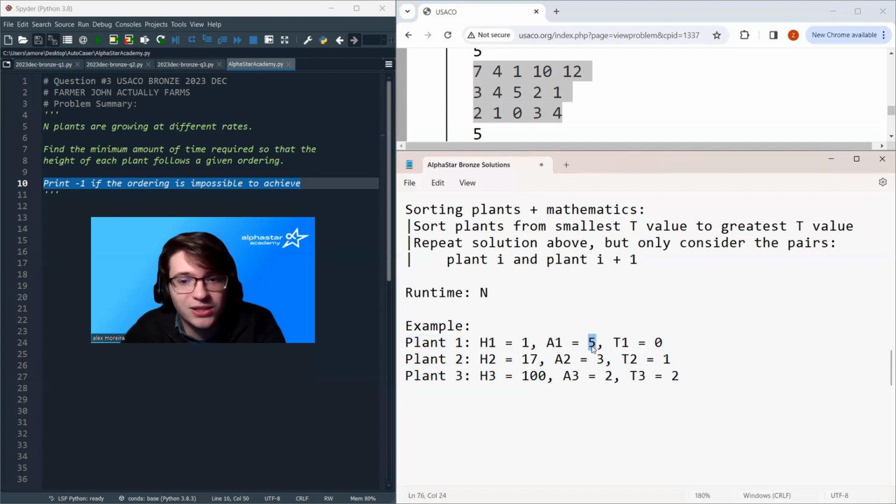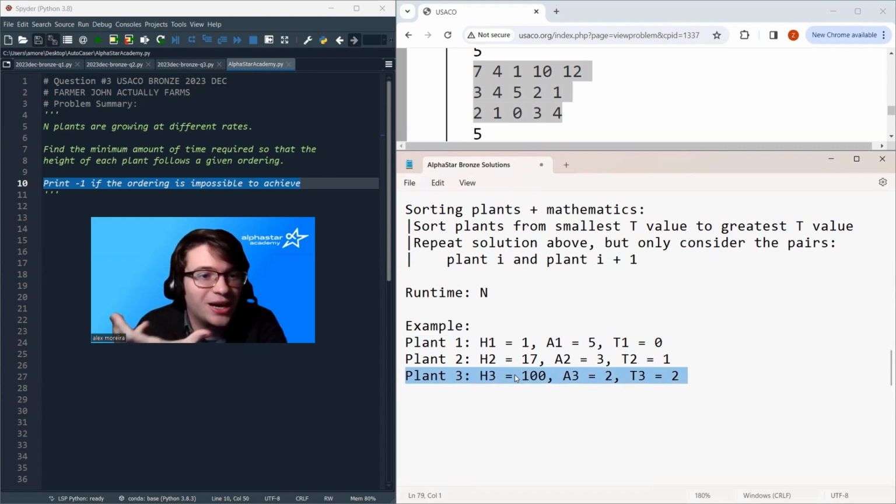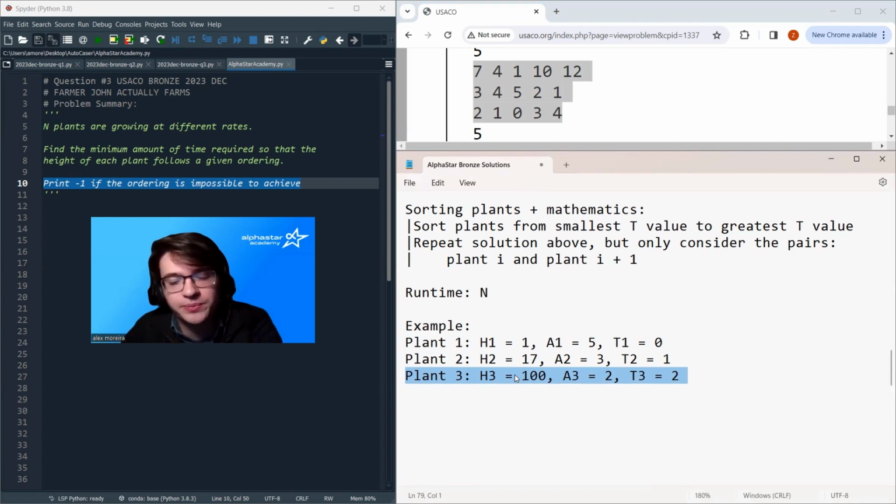So we can see that because plant 1 grows faster than plant 2, which grows faster than plant 3, if we just wait enough time, eventually this will be the tallest, this will be the second tallest, and this will be the smallest. But the question is, what is that time? How long do I have to wait until that's true?